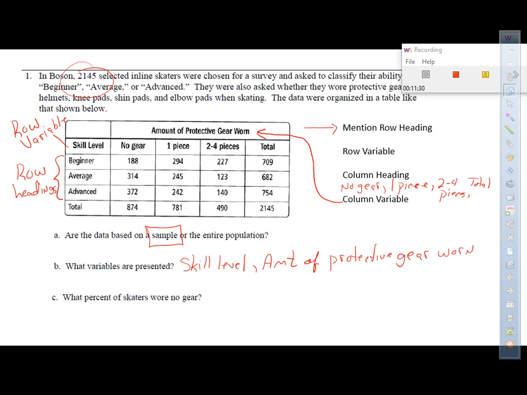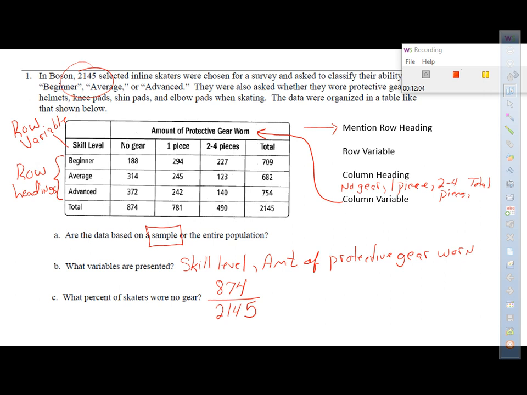Those are variables. Once again, I can classify each of those. Now, sometimes to answer questions, you got to go get information out of the chart and work with it. In this case, it says what percent of skaters wore no gear. So I need to go get the number of skaters that wore no gear, which looks like 874 of them, and divide it by the total number that we had in our survey, which is 2,145.